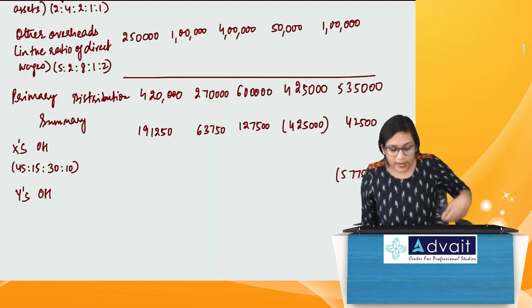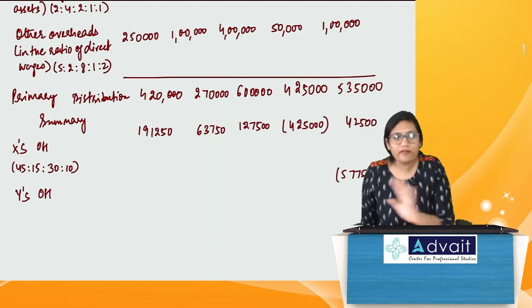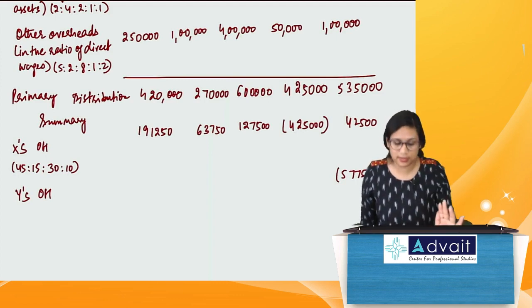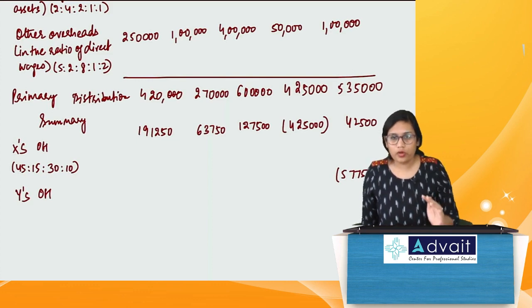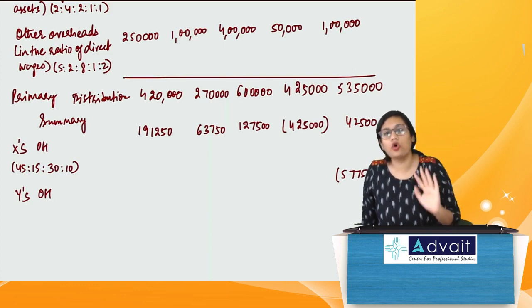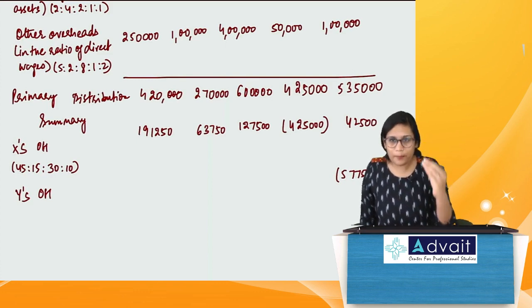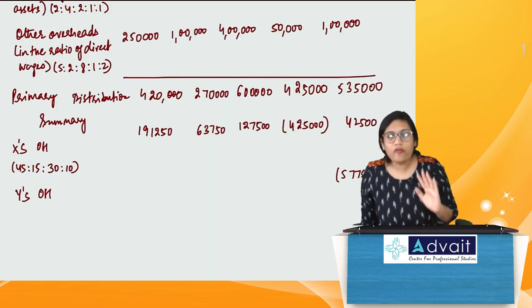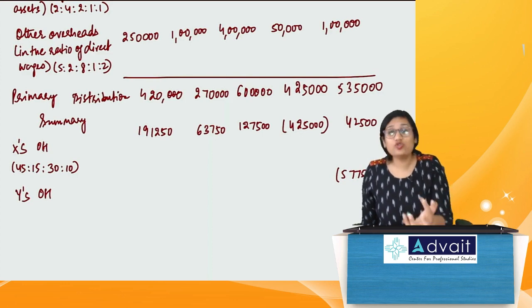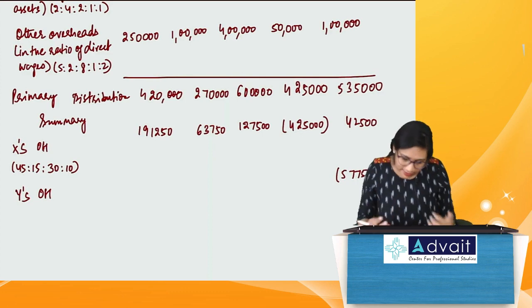So that's why I divided 425. 425 is not the total overheads for X. Similarly, 535 is not the total overheads for Y. In simultaneous equations, I derived the total and then divided it. But here I have to do it in pieces. So first I divided 425, but X has to still receive its share from Y. Yes or no? So let it receive, no problem.